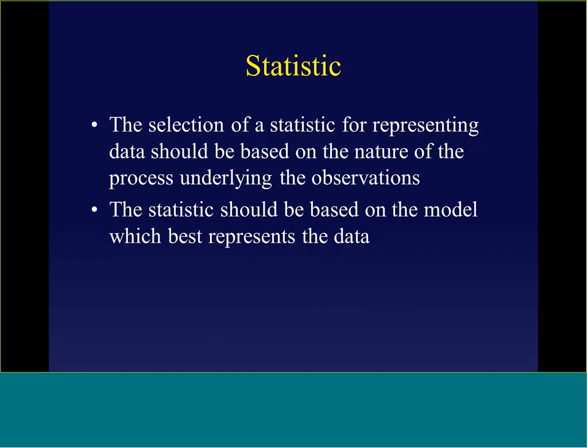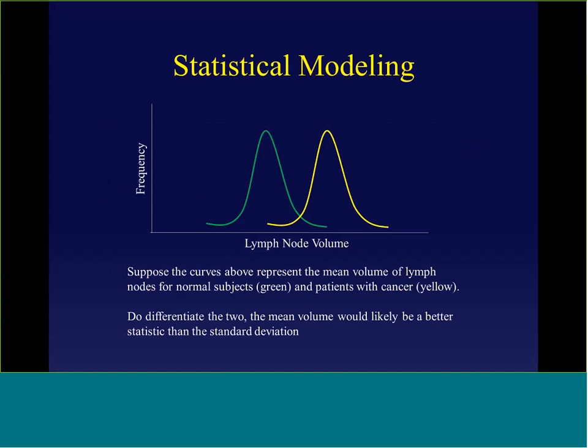So the selection of a statistical test for representing data should be based on the nature of the underlying process and observations. And the statistic which best models the data should be the one that's used to represent the data. So imagine here one is doing a study trying to differentiate lymph nodes involving cancer and those not involving cancer.